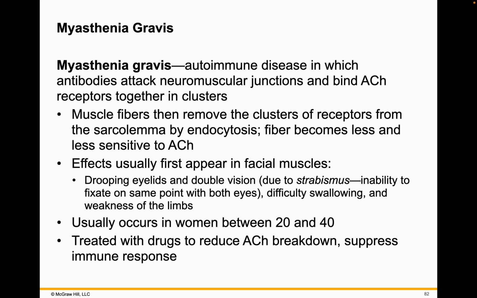We get drooping eyelids and double vision due to strabismus, inability to fixate on the same point with both eyes. It can lead to difficulty swallowing and a weakness in the limbs. It typically occurs in women between the ages of 20 and 40. It can be treated with drugs to reduce acetylcholine breakdown and suppress the immune response.